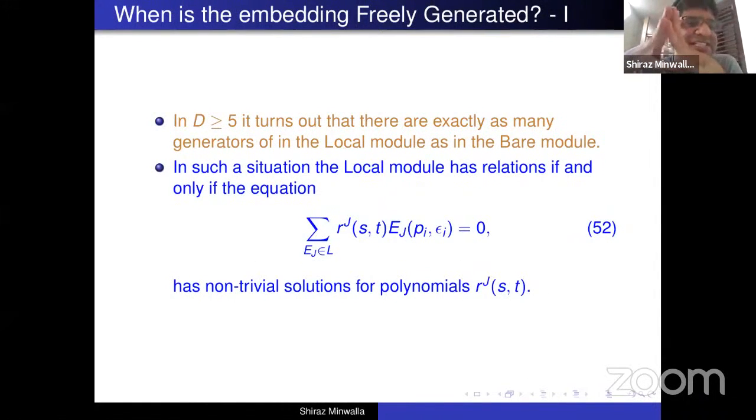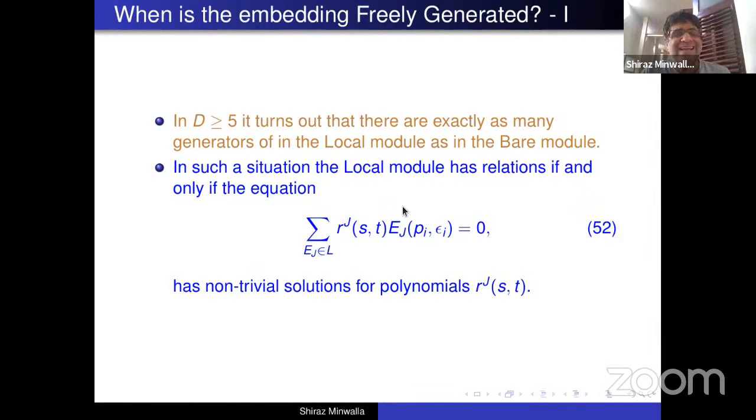Now, I will just skip the analysis for how we worked out how these physical modules are embedded inside the bare modules and characterized them. We use Lagrangians as an important effect in this procedure, but this is just the final result. In d greater than or equal to 5, it turns out that there are as many generators of the local module as the bare module. The local module is the module of physical S matrices, where this bare module was this more primitive structure within which the structure was embedded.